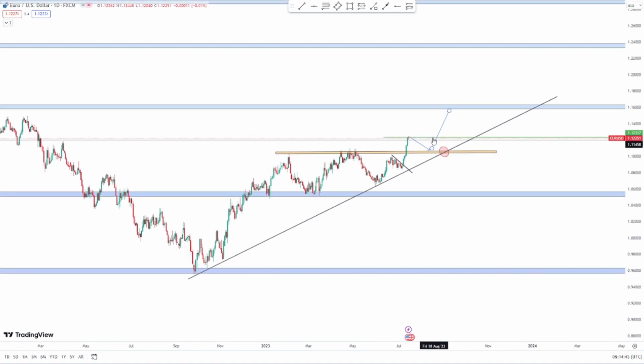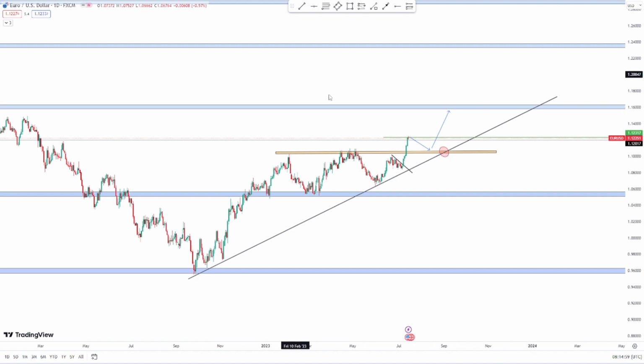And if it doesn't do this and it breaks below this zone, we won't be taking this trade until there's a retest to ensure that price has created a head and shoulders around this zone before we'll be ready to ride this trade to the downside.